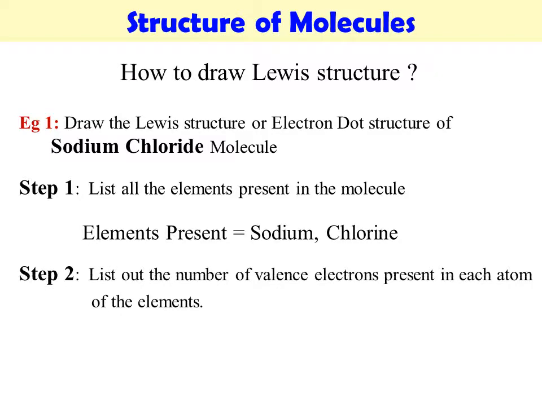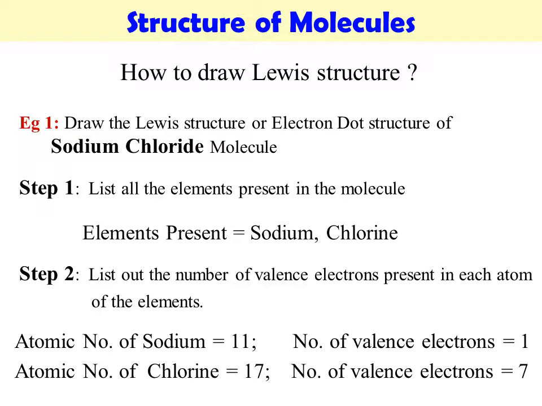Step 2: list out the number of valence electrons present in each atom of the elements. Just the valence electrons. We have written the atomic number of sodium is 11, number of valence electrons 1. Atomic number of chlorine 17, number of valence electrons 7. So step 2, I hope it's clear till there. All right, moving on to step 3 now.